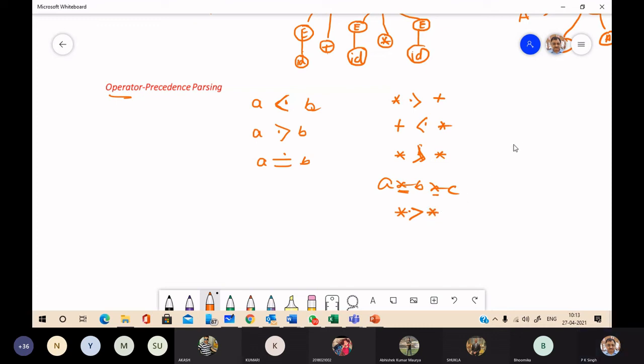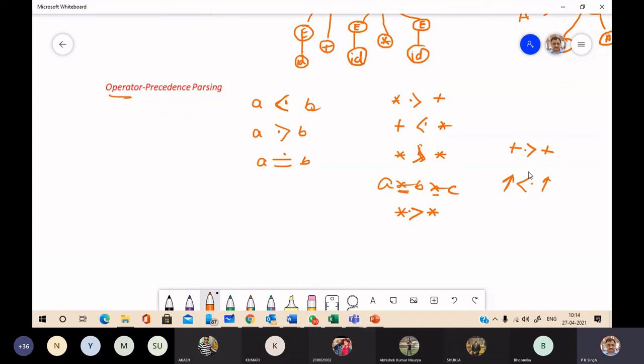Similarly, plus has precedence over plus, but the power operator gives precedence to the power, because this operator is right associative. The rightmost operator will operate first.